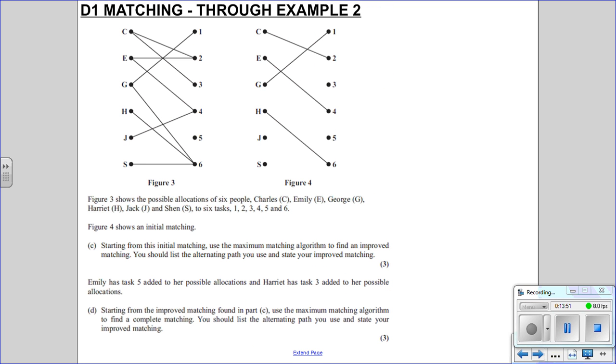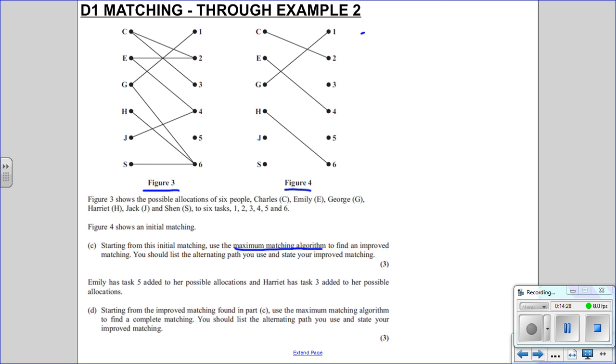Let's do another example. Again, you may need to rewind the tape and try this again. So, new matching this time, new situation. Figure 3, you've got 6 different people, 6 different tasks, and then figure 4, we've got our new initial matching. It says part C, starting from this initial matching. Again, pause the video and do it by yourself if you want and compare. Use the maximum matching algorithm, which we already know what it is, to find an improved matching. You should list the alternating path you use and state your improved matching. So let's go for it.